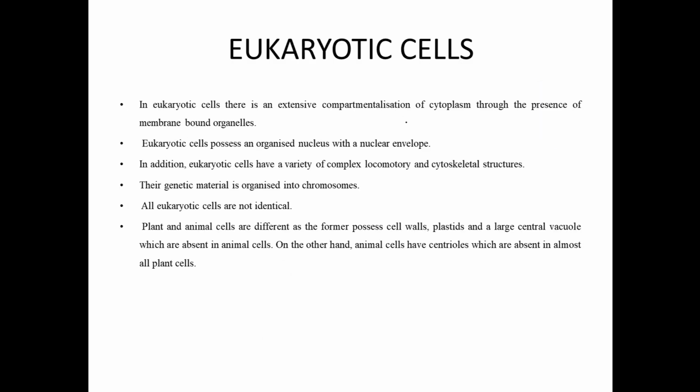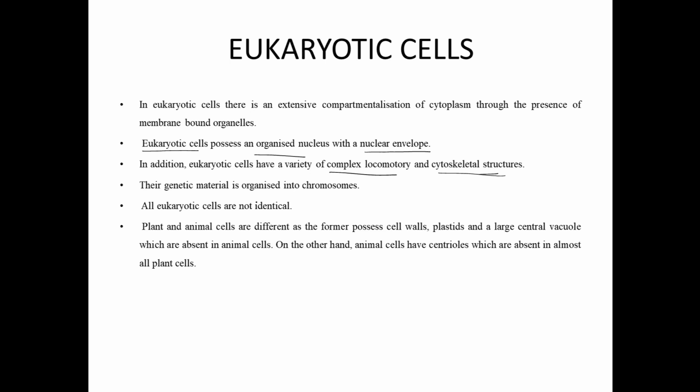Now let's discuss eukaryotic cell. In eukaryote there is an extensive compartmentalization of cytoplasm through the presence of membrane bound organelles, right? So eukaryotic cells possess an organized nucleus with a nuclear envelope, or we can say a nuclear membrane. In addition to that they have a complex locomotory and cytoskeleton structure which we will discuss later. The genetic material in case of prokaryotic cell, we have studied that it is not in a membrane structure but is loosely found in the cytoplasm, or we say there is a naked genetic material present in the prokaryotic cell, right? But in eukaryotic cell the genetic material is basically organized into chromosome, right? And chromosome is a dense form of genetic material.